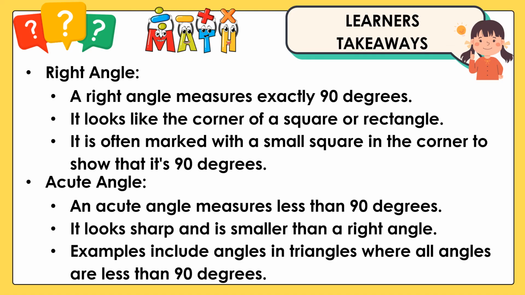While an acute angle measures less than 90 degrees. It looks sharp and is smaller than a right angle. Examples include angles in triangles where all angles are less than 90 degrees.